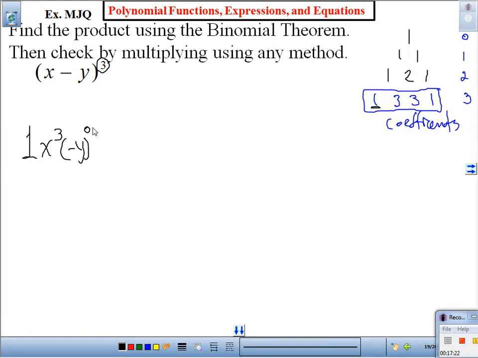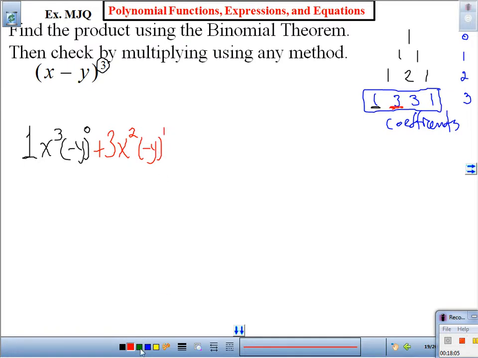The exponents on both terms need to always add to 3. All right, let me go to the next coefficient. What is my next coefficient? Plus 3 times x. Well, look what happens now. Instead of x to the third, it's x to the second and negative y to the first. See, what is 2 plus 1? 3. Oh yeah, it still adds to that.